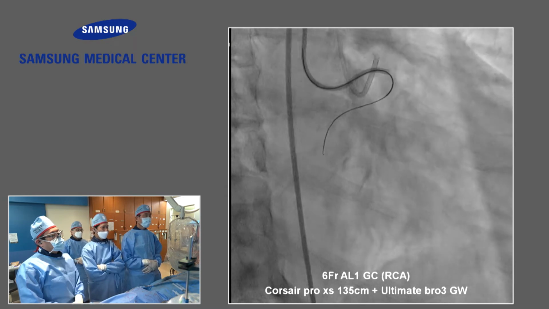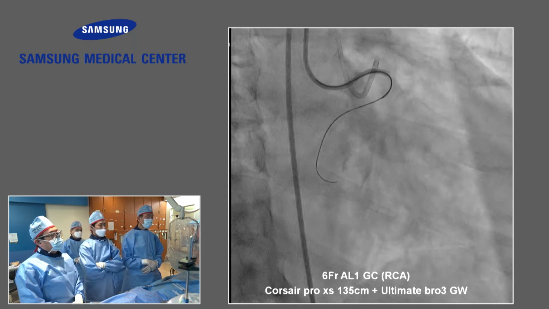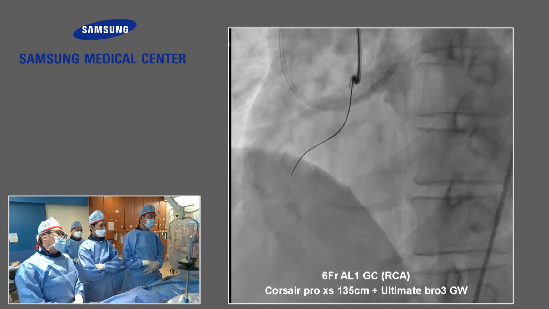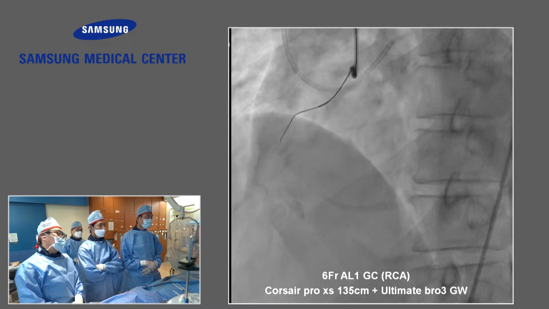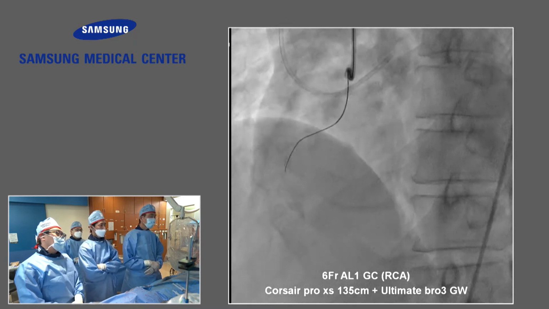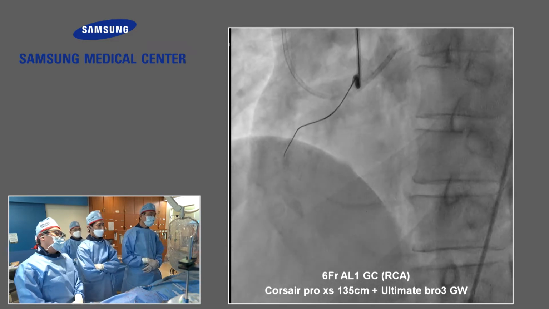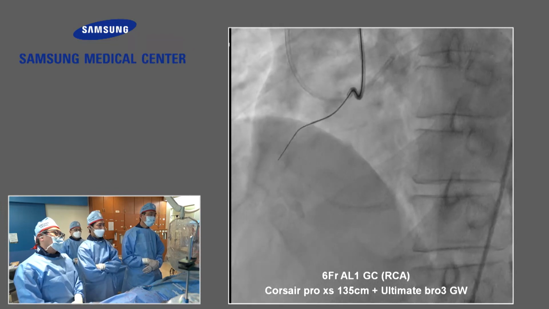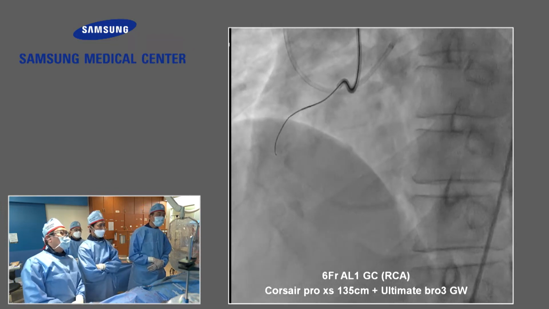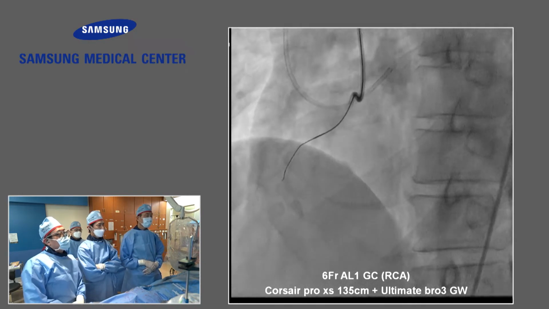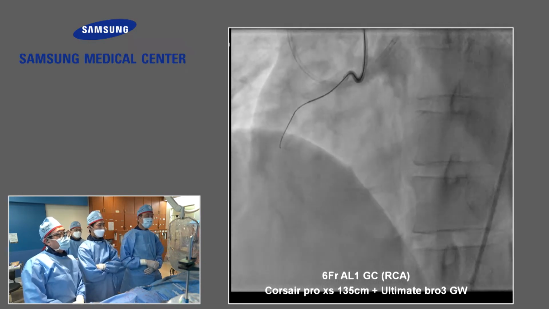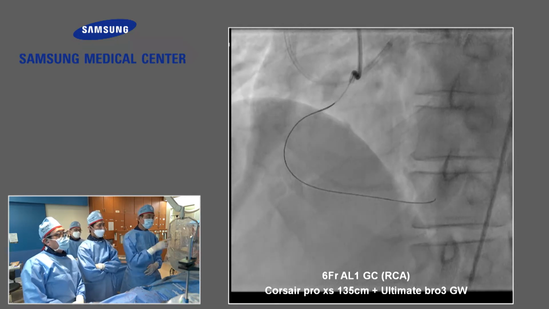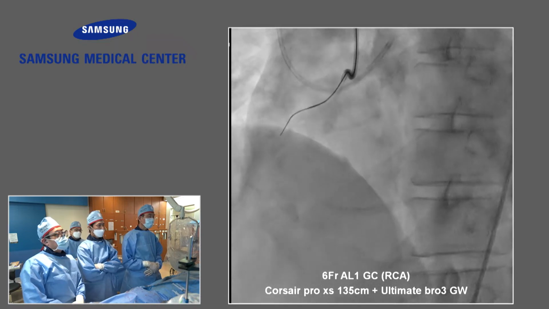Now I push the Corsair, and it is crossing. So this is a very tight lesion in the cardiac angle. You can see the backup support is really poor. But when the wire is inside enough, we can control the guiding catheter and have a better alignment. When the wire is in the proximal, you lose the guiding catheter when you control the alignment, but at this time it's much easier. So next.